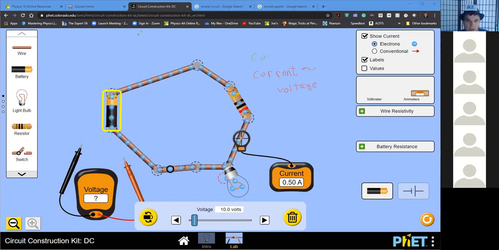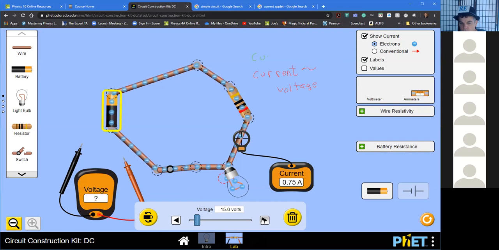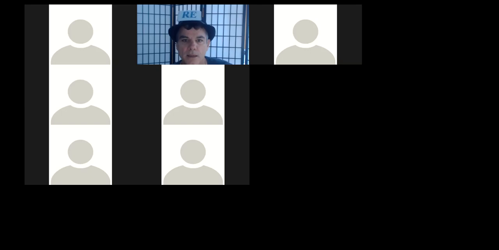So if I now double my voltage from 10 to 20 volts, right now the current is 0.5 amps. If I double the voltage to 20 volts, my current doubled. So more voltage, more current. And that's all I've got to say about that. Let's go back to lecture notes.